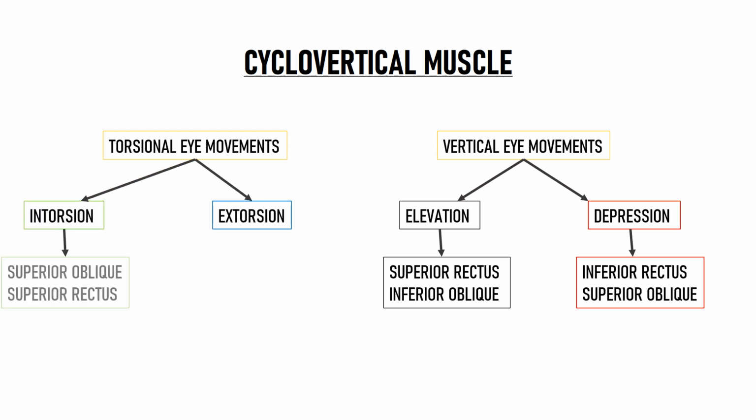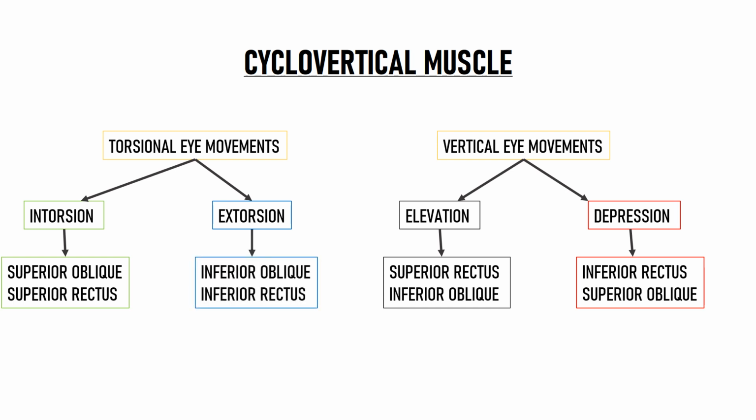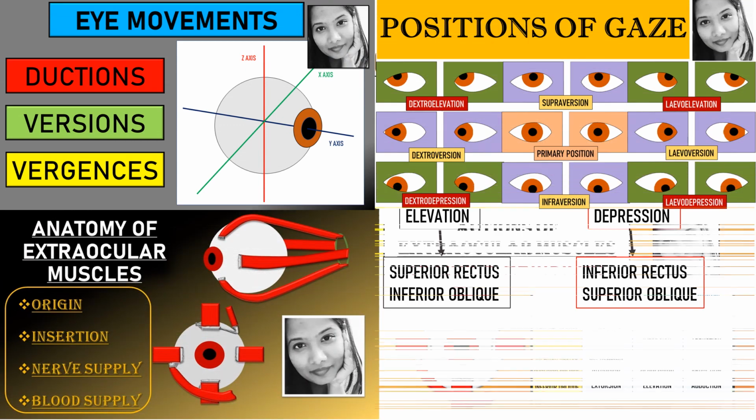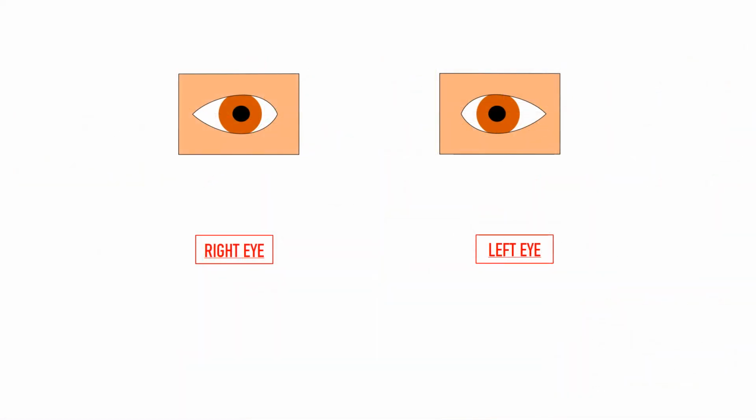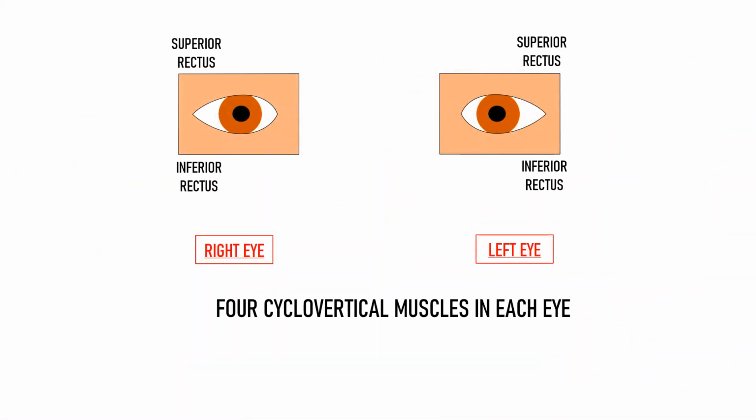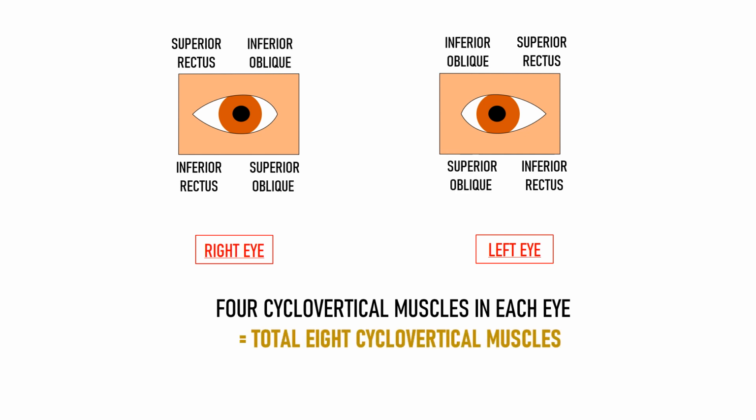Intorsion is caused by the superior oblique and superior rectus, and extorsion is caused by the inferior oblique and inferior rectus. If these concepts are not clear to you, I would request you to please check out my playlist on Squint, in which I have posted detailed videos on extraocular muscles and eye movements. You can check out the link in the description box below and also in the I button here. So there are 4 cyclovertical muscles in each eye: superior rectus, superior oblique and inferior oblique. Thus, an individual has 8 cyclovertical muscles in total, 4 muscles in each eye.